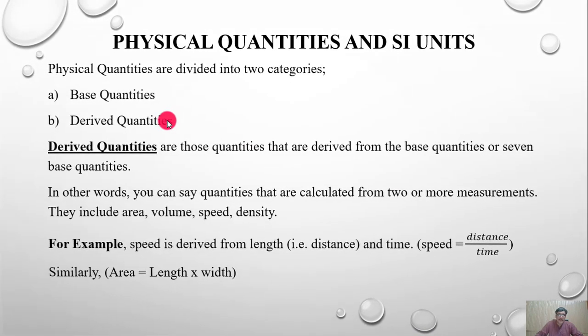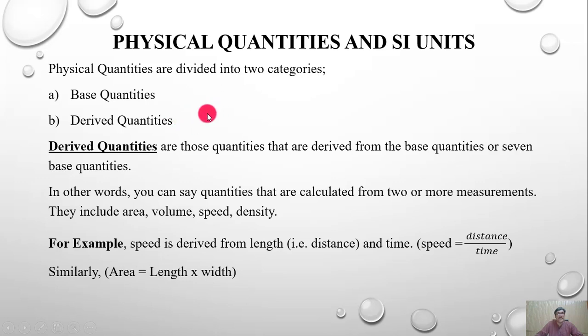Now we move towards derived quantities. Derived quantities are those quantities that are derived from the base quantities. As we were previously saying, base quantities are those on the basis of which we can express other quantities. So derived quantities can be expressed from the base quantities. In other words, they are quantities that are calculated from two or more measurements.